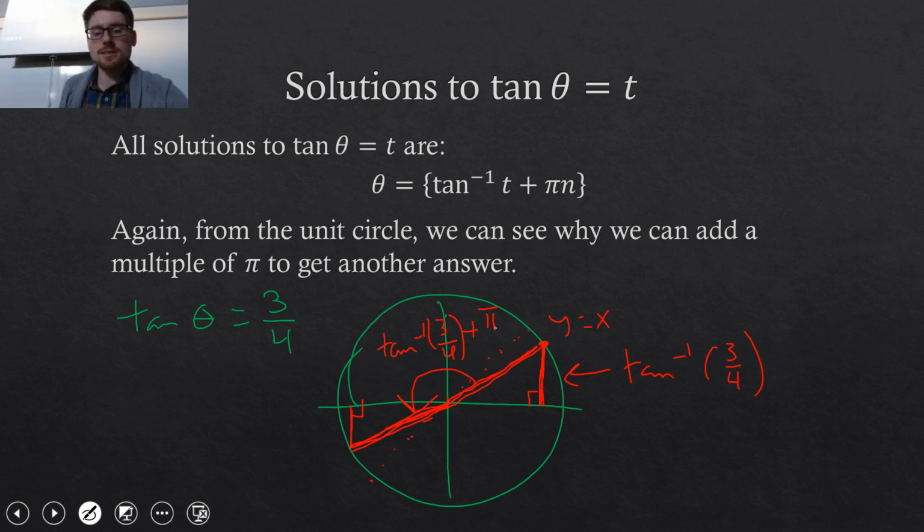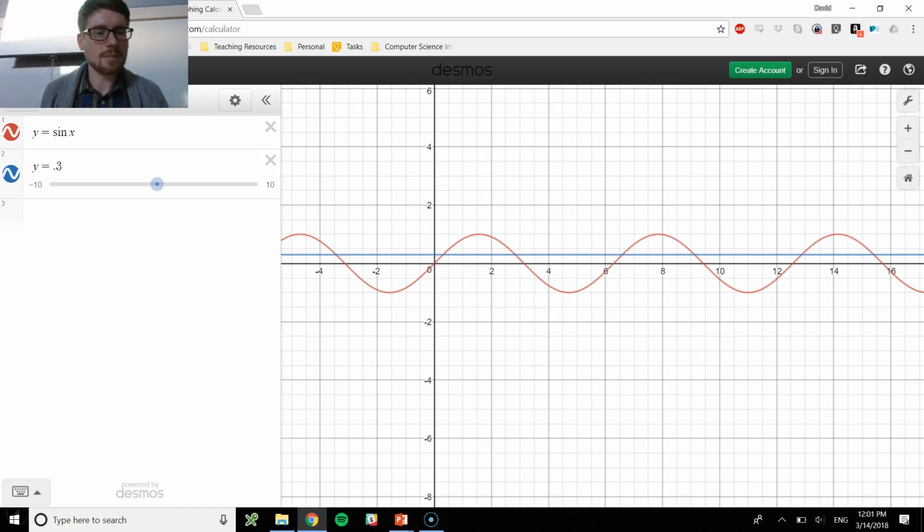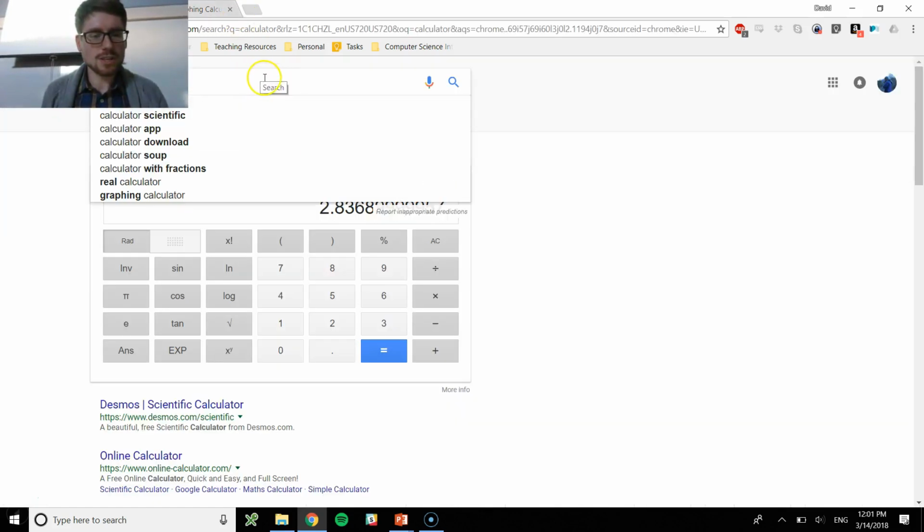I add pi to my answer, and that gets me to the one in quadrant 3, because it's adding 180 degrees. To get back to the first answer, I add what? Pi again. So we can see that we just need to keep going around by multiples of pi, and we'll get back to one of these two answers. So tan inverse 3/4 gives me the first one. I just need to add any multiple of pi, and I get another answer. Again, let's put this in the calculator and see that it matches our intuition from the graph.